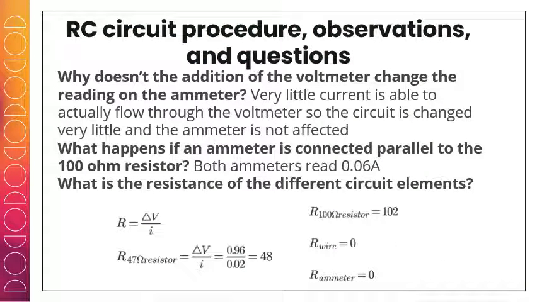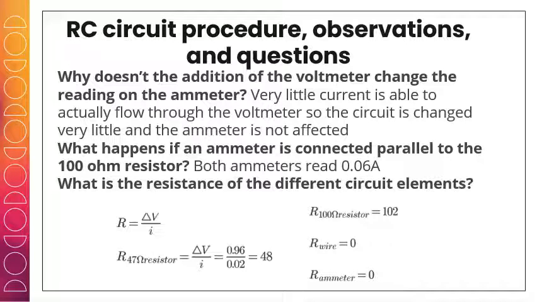Here are the procedure, observations, and questions from the RC circuit section. Why doesn't the addition of the voltmeter change the reading on the ammeter? Very little current is able to actually flow through the voltmeter, so the circuit is changed very little and the ammeter is not affected. What happens if an ammeter is connected parallel to the 100 ohm resistor?